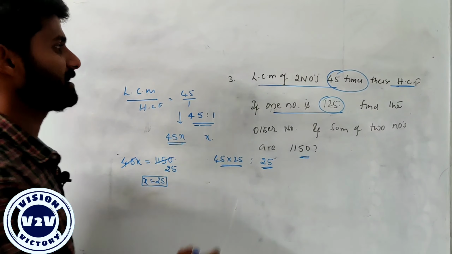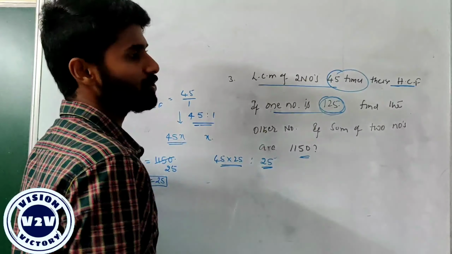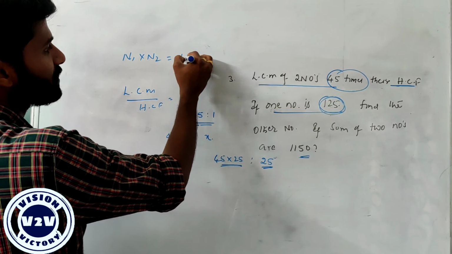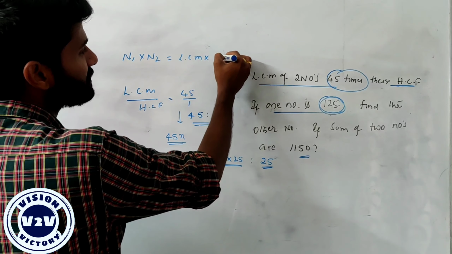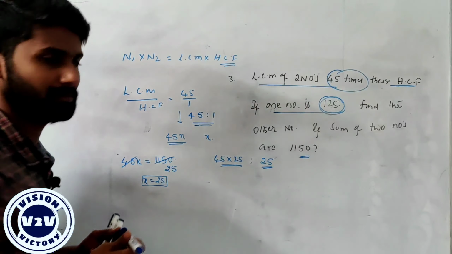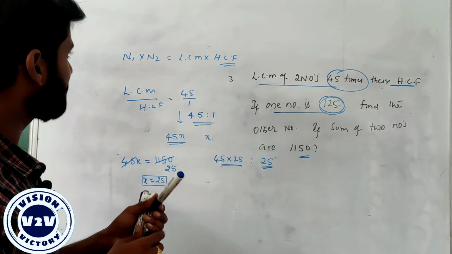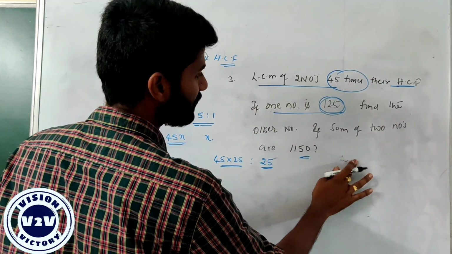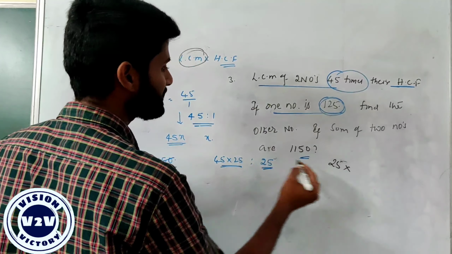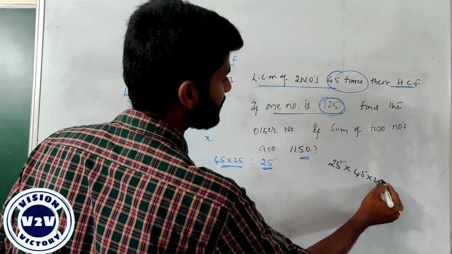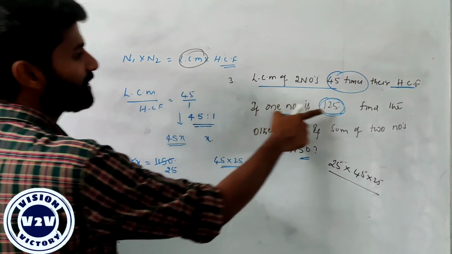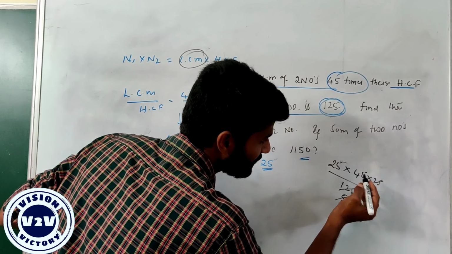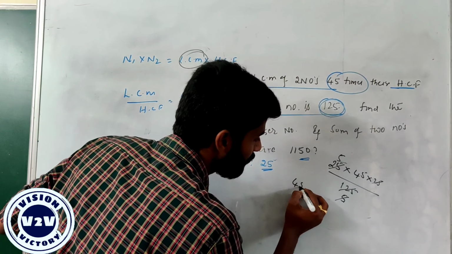Here is my question: find the other number if one number is equal to 125. We know the rule: the product of two numbers is exactly equal to the LCM of two numbers into the HCF of those two numbers. If one number is equal to 125, the LCM is 45 into 25 and the HCF is 25. Then 25 fives are 125, so we cancel, and finally we have 45 into 5.